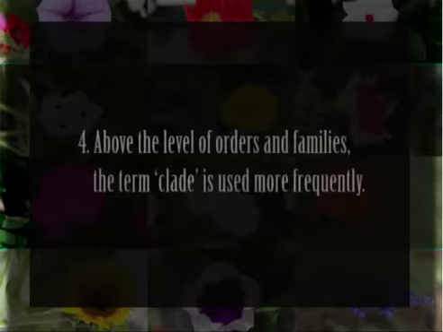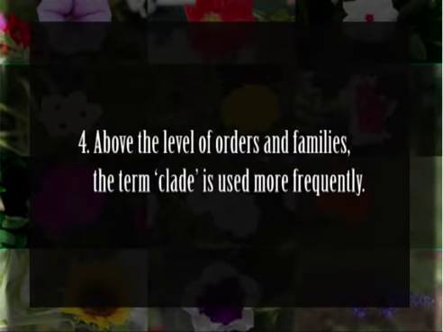Whenever possible, families with a single genus and orders with a single family should be avoided, but without violating the main rule of monophyly. The fourth principle is, above the level of orders and families, the term CLADE is used more frequently. Now they have included one more term, CLADE. Although some clades have been given formal names, still it is neither possible nor desirable to name all the clades in a phylogenetic tree. However, taxonomists need to agree on names for some informal clades, particularly, as I mentioned, orders and families, because that is very important in the facilitation of communication about the plant kingdom.